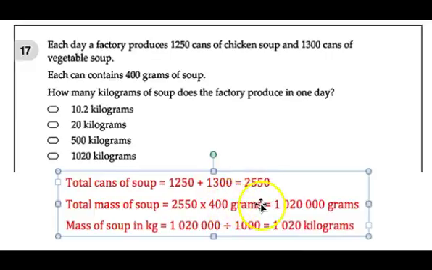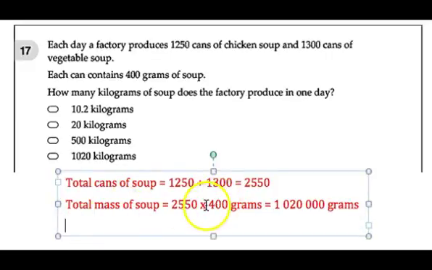The other way you could do this is actually change the 400 grams to 0.4 kilograms first up, and I think that would probably be easier. So I'm actually going to do that now. So mass of soup is 2,550 times, now 400 grams is actually 0.4 kilograms. And if you do it that way, you will get 1,020 kilograms straight away.